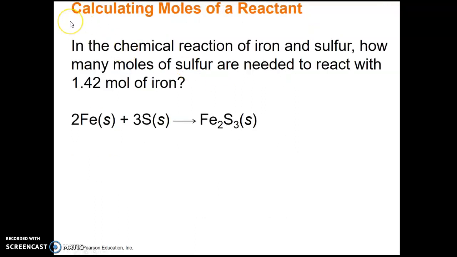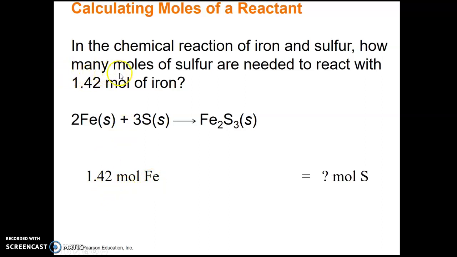So here's what's new this week. In a chemical reaction of iron and sulfur, how many moles of sulfur are needed to react with 1.42 moles of iron? So you always start with a balanced equation. This one's already balanced for you. I would write down what you have to start with. It says that you are reacting 1.42 moles of iron, so I write that on the left.